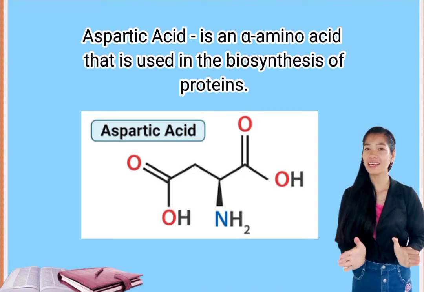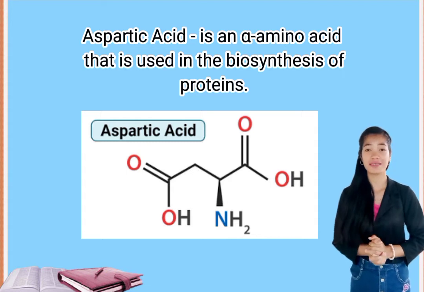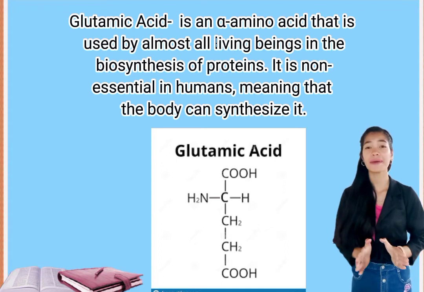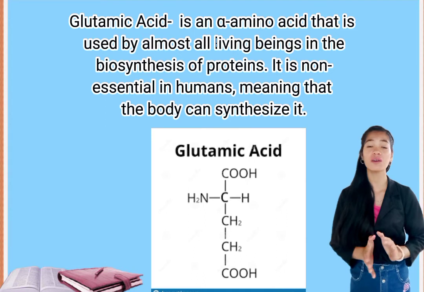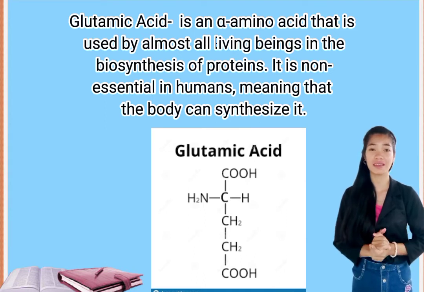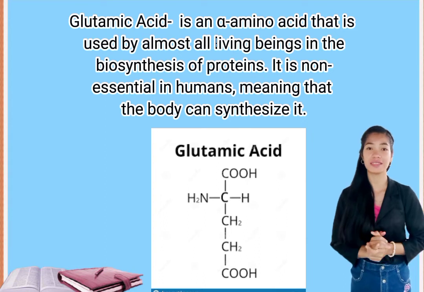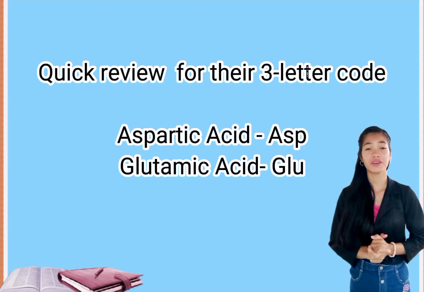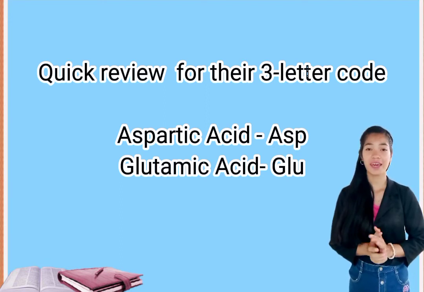Aspartic acid is an alpha amino acid that is used in the biosynthesis of proteins. Next is glutamic acid. Glutamic acid is an alpha amino acid that is used by almost all living beings in the biosynthesis of proteins. It is non-essential in humans, meaning the body can synthesize it. For the quick review of their three-letter codes: aspartic acid, ASP, and glutamic acid is GLU.